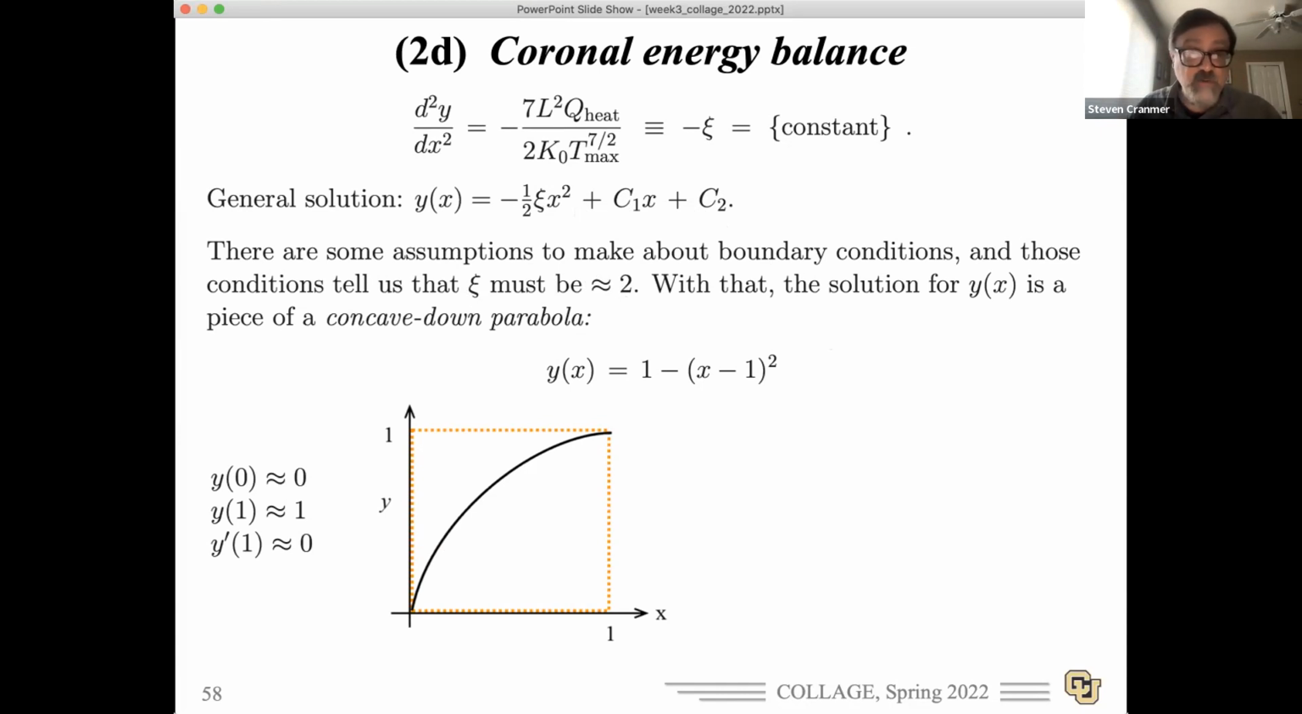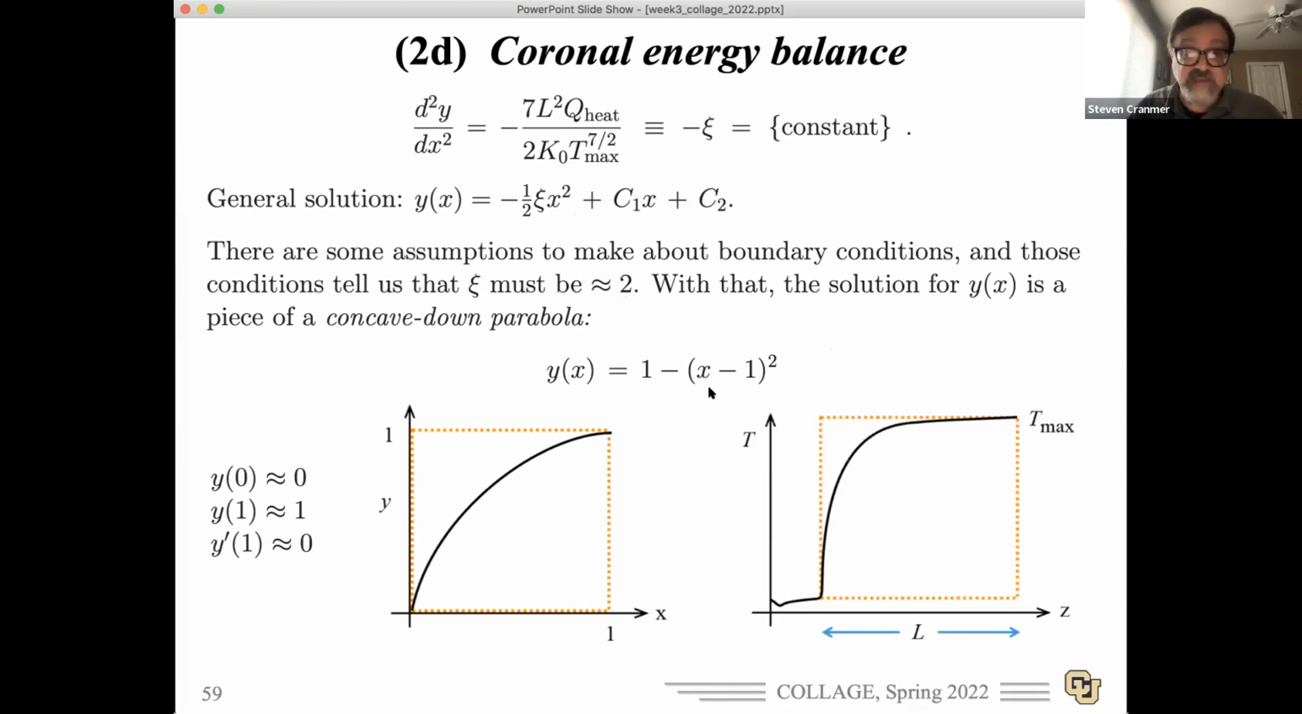But if we know y of x, we can use the definitions and come back and get T of z. In the definitions, you'd have to take y to the power 2/7 to get the temperature again. And 2/7 is less than 1. So you're basically taking this number between 0 and 1 to a small power, so it's inching its way closer to 1.